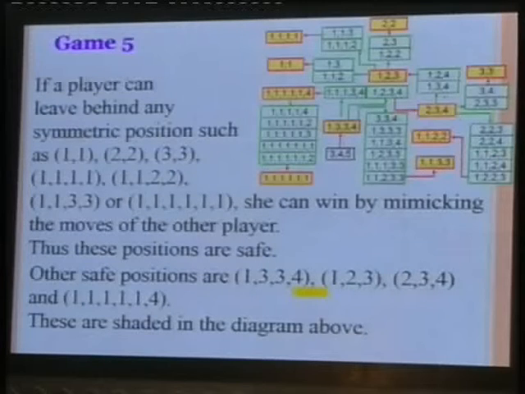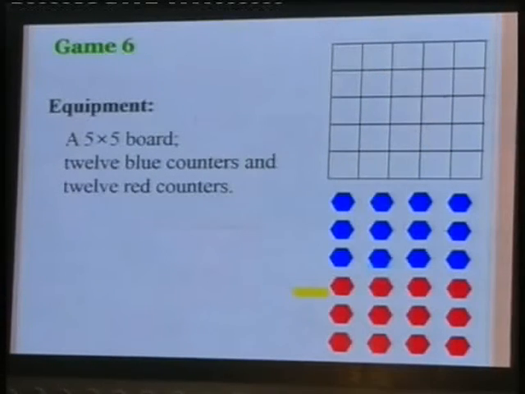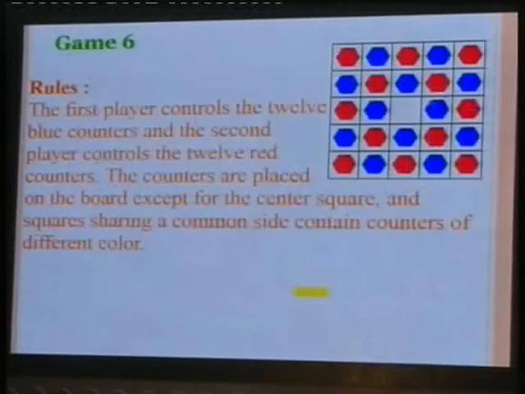So game 6 and game 7 are actually my favorite games out of all of these. I think these games are really, really cool, and I hope you'll agree with me by the end of this. Maybe you had fun playing them. So game 6, what we do is we have this 5x5 board with a bunch of blue counters and red counters. You place them on the board in a very particular way, kind of like a checkerboard with the center missing.